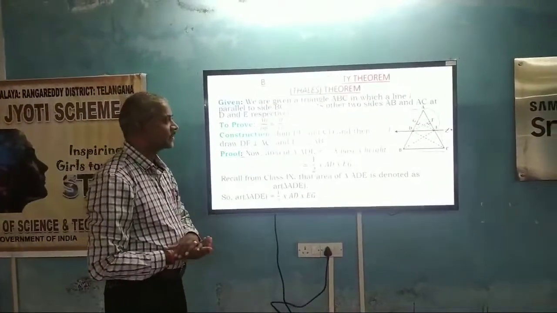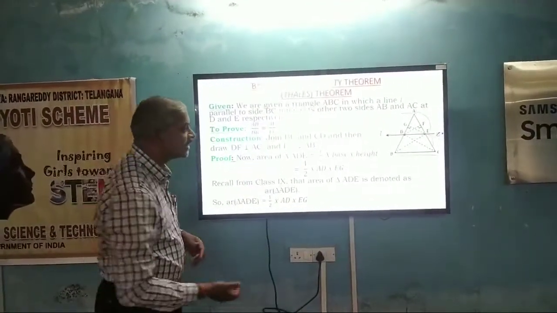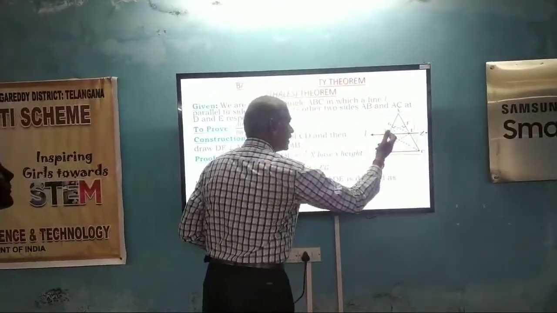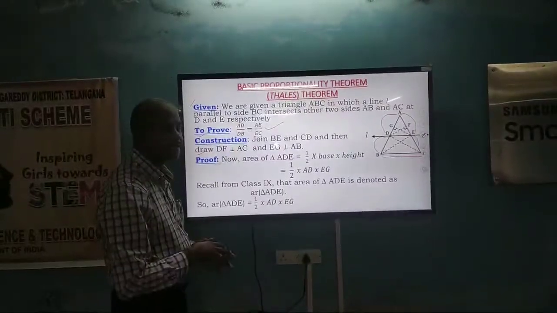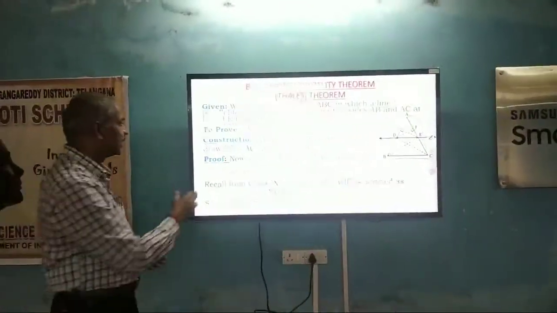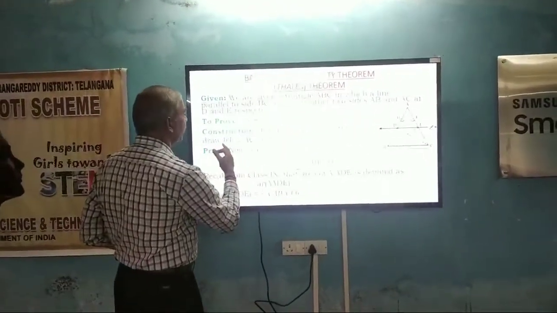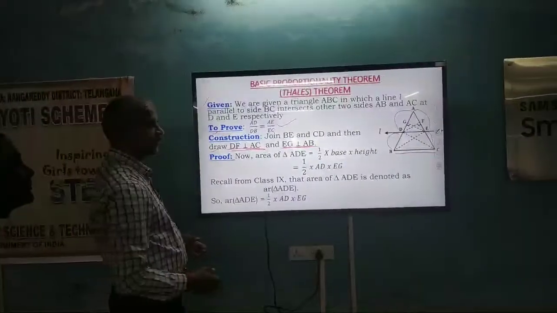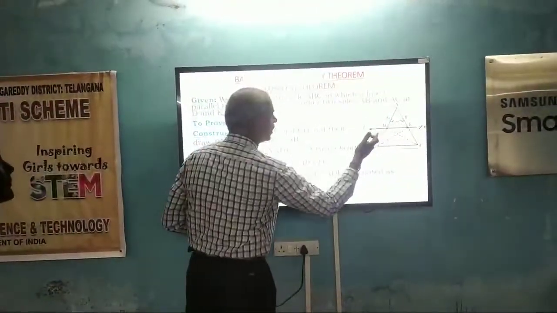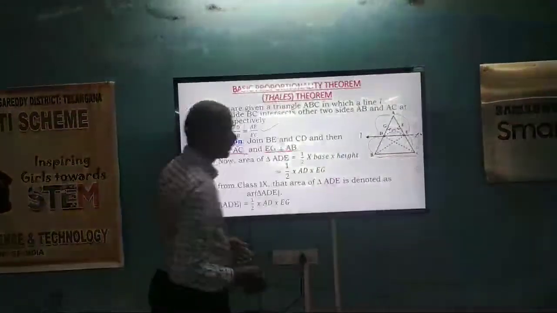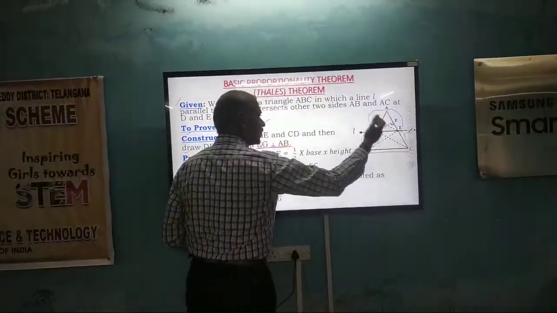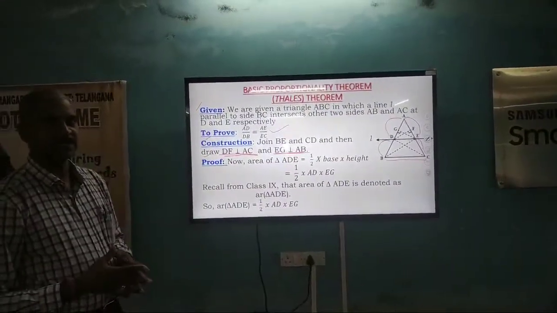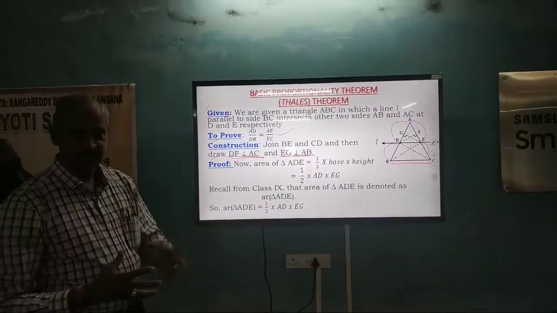To prove that, we need some constructions. Here we construct: we join B and E, and C and D. And next, one more important construction is we draw DF perpendicular to AC and EG perpendicular to AB. From D we draw a perpendicular to AC, that is DF. From E we draw a perpendicular to AB, that is EG. These are the constructions. Now we are going to prove it.